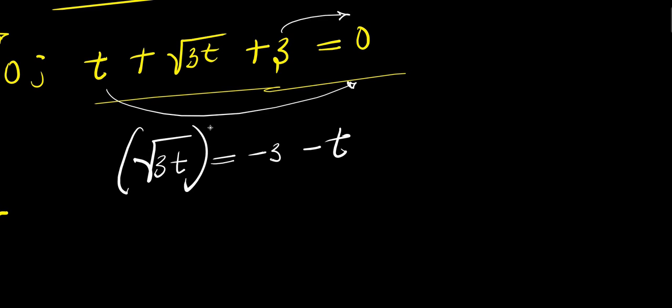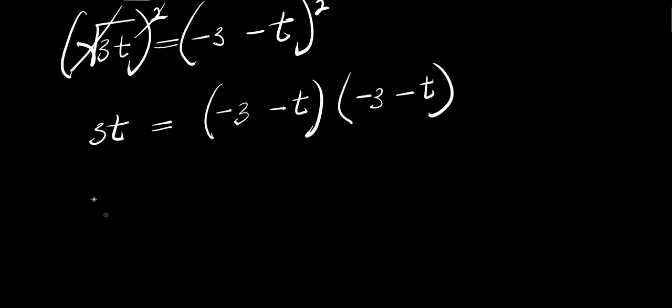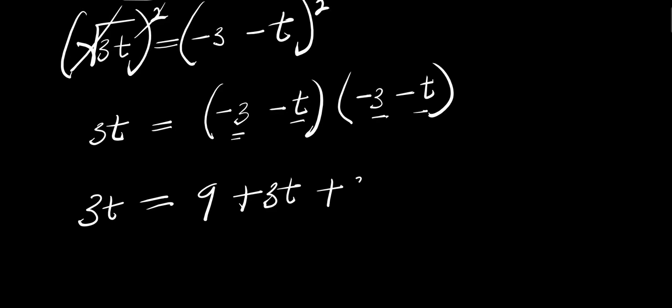From here, I take the squares of both sides of this equation. So this cancels this, I have 3t equals negative 3 minus t times negative 3 minus t. So from here, I have 3t equals negative 3 times negative 3, that is 9. Negative 3 times negative t, that is plus 3t, negative t times negative 3, plus 3t, negative t times negative t, plus t squared.